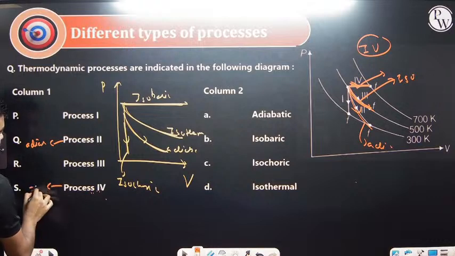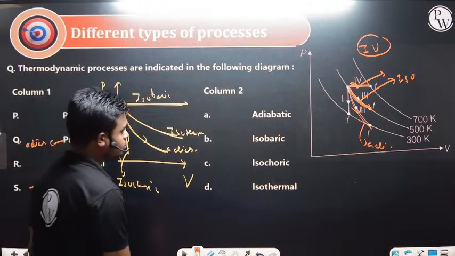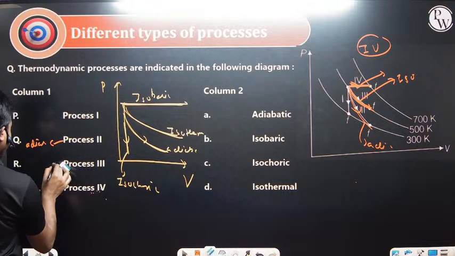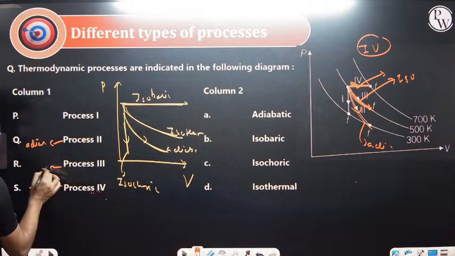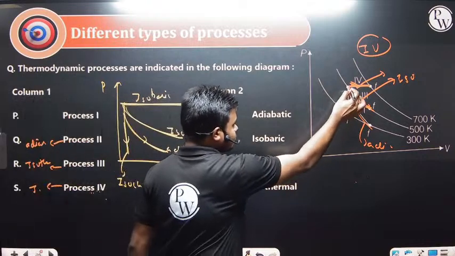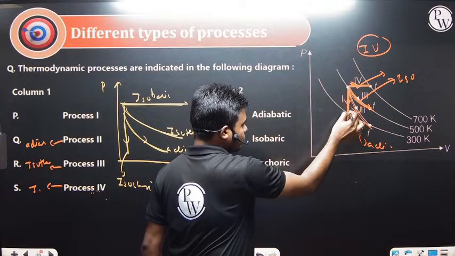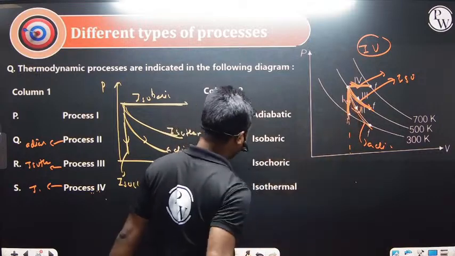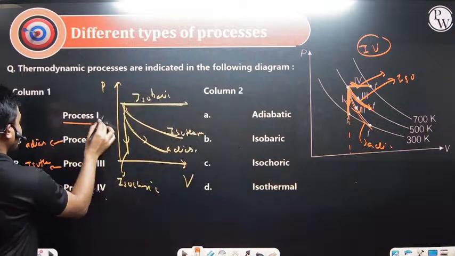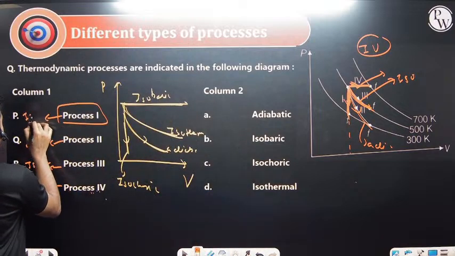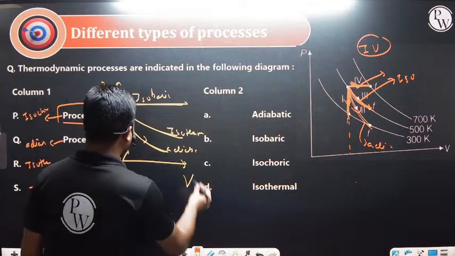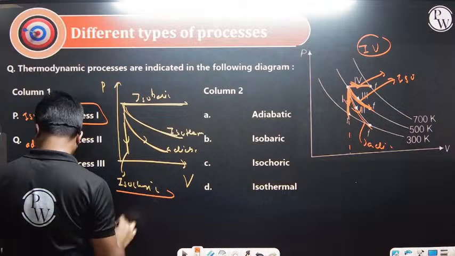Third one, this will be adiabatic, and this one is isothermal. This second will be isothermal, and the last one, this particular graph where the volume is constant, will be isochoric, right? So process one will be isochoric. Remember this particular case: this will be isobaric, isothermal, adiabatic, and isochoric.